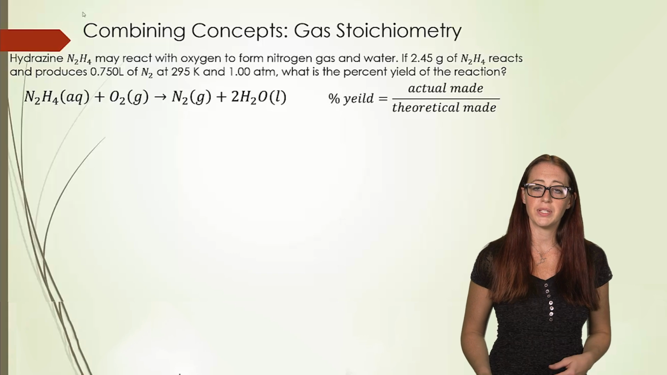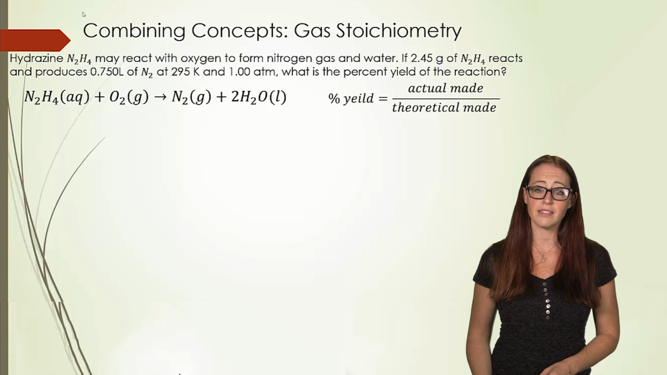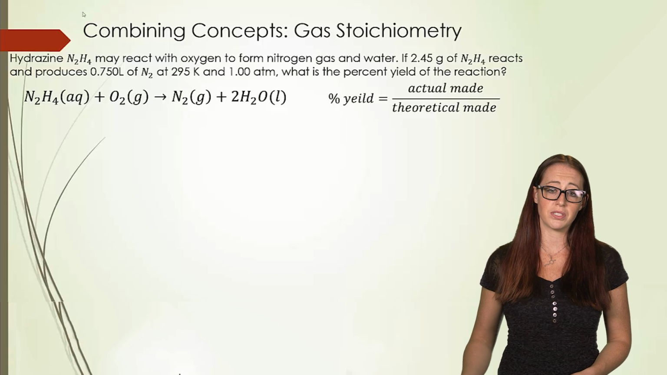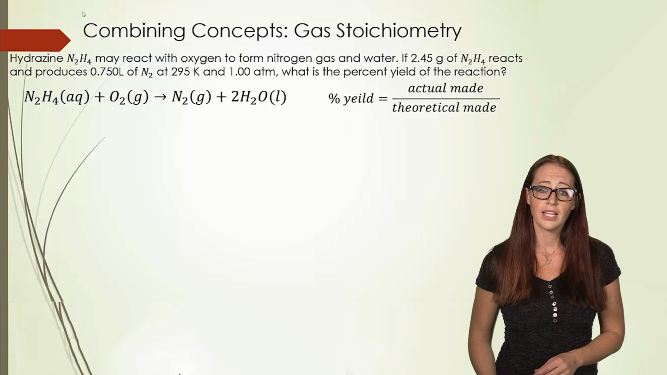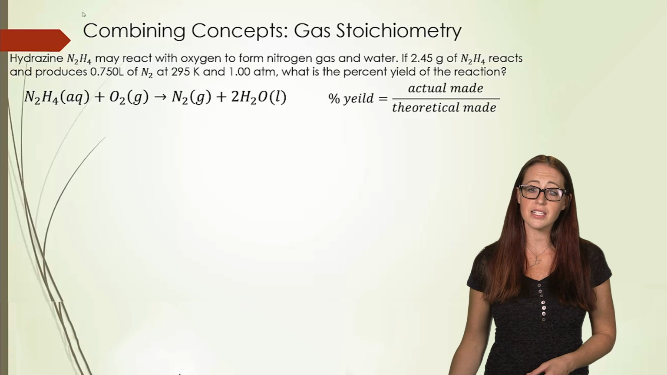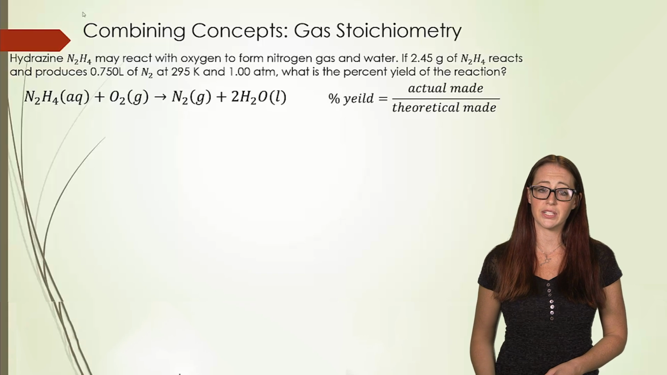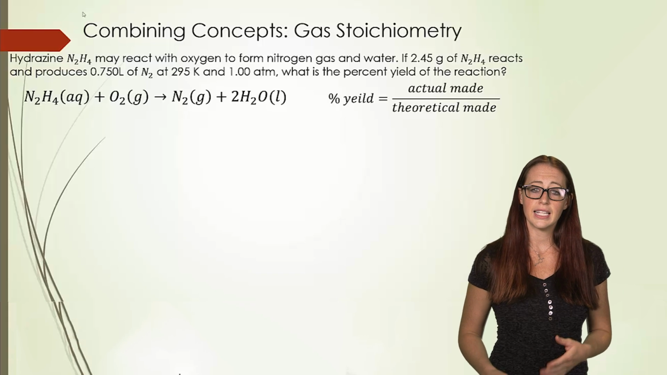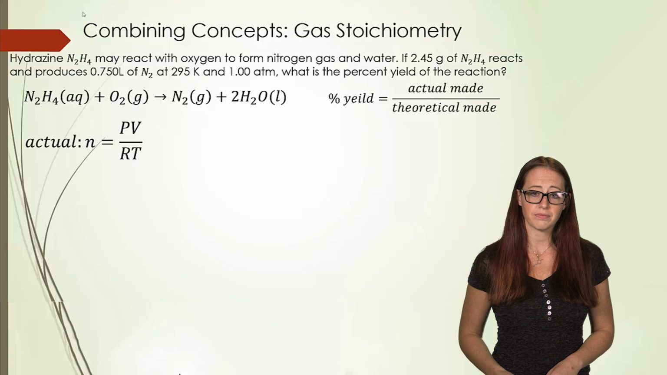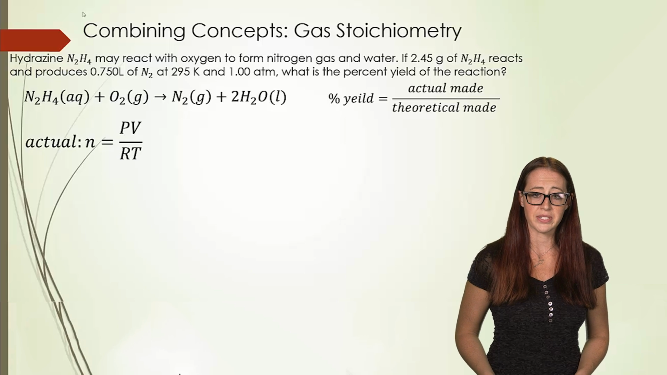So now we need to use the material that they gave us to find out how many moles of nitrogen are made, and the moles of the nitrogen theoretically possible based on the amount of reacting hydrazine. Let's start with the actual. To find the actual, we can use PV equals nRT.